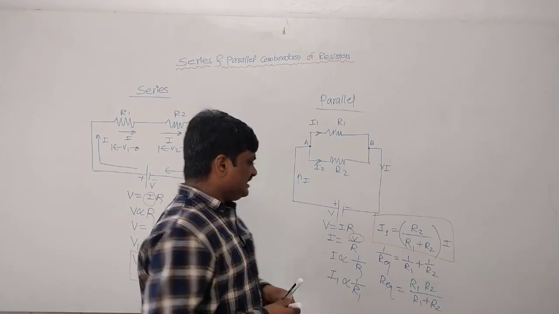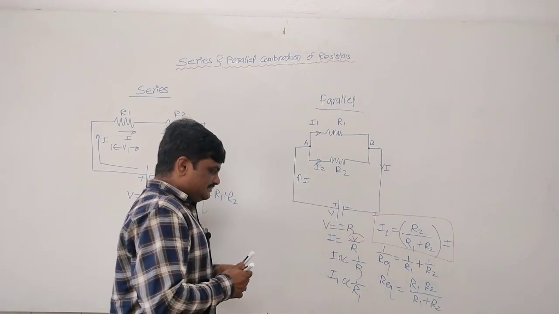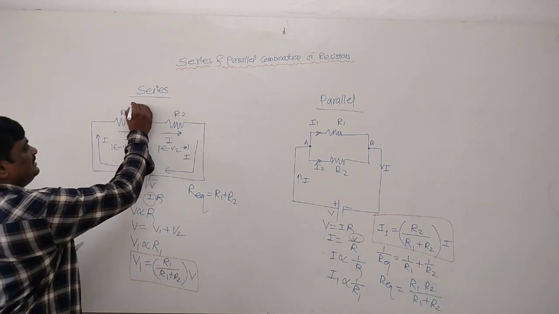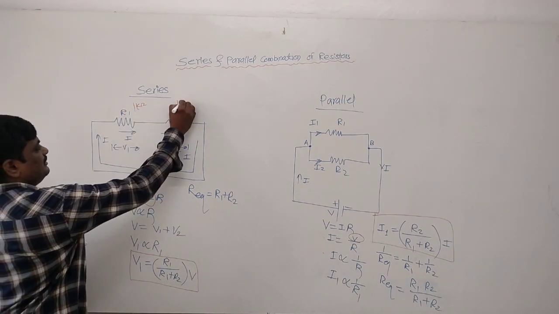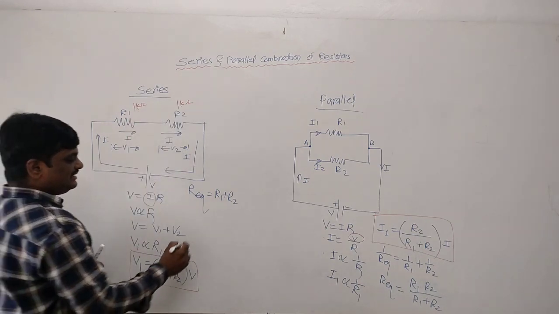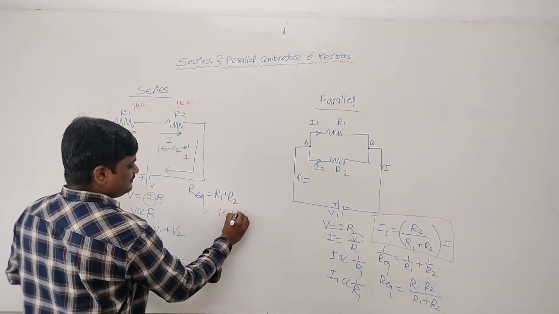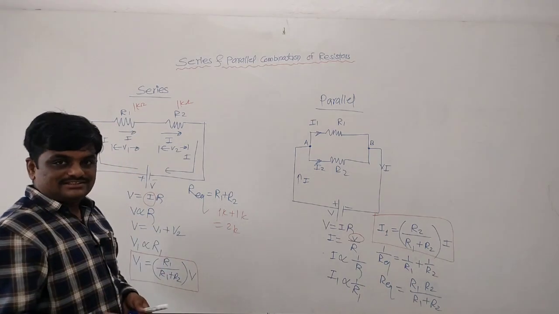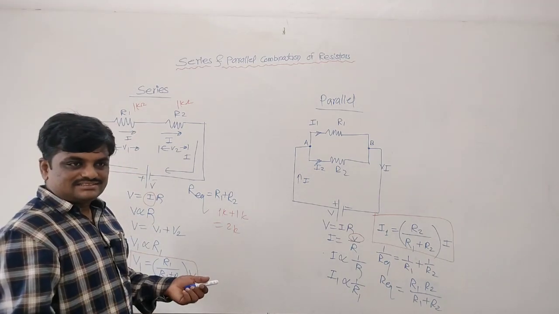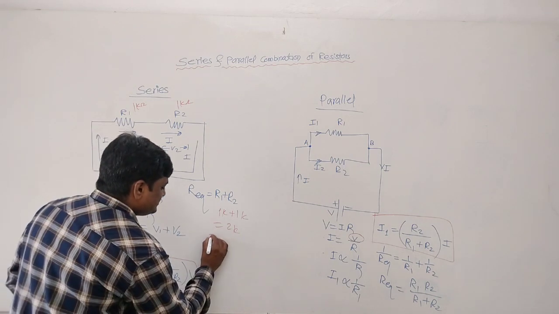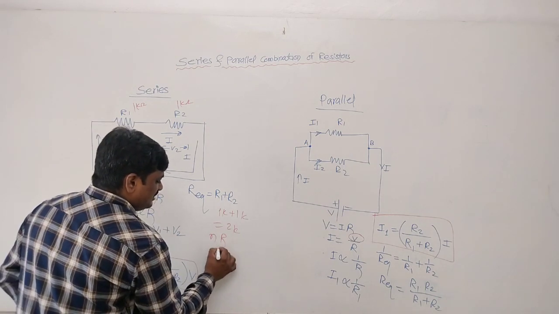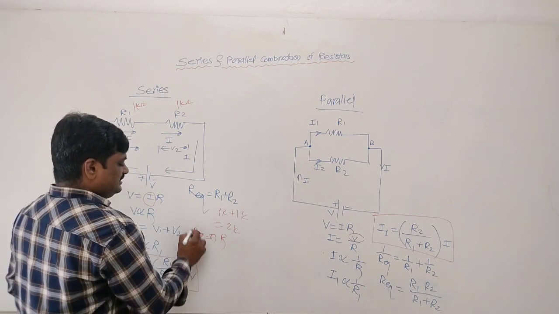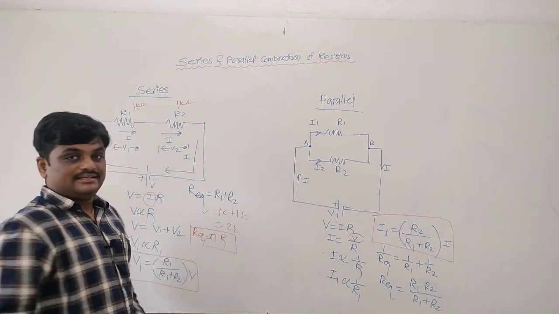For example, you are having two resistors. If they are in series, having the same value, say 1 kilo ohm and 1 kilo ohm, then their equivalent resistance is 1k plus 1k, which will be 2k. So it is twice of each resistor. If you are having n resistors of resistance value R in series, then their equivalent resistance will be n times R, n times R.